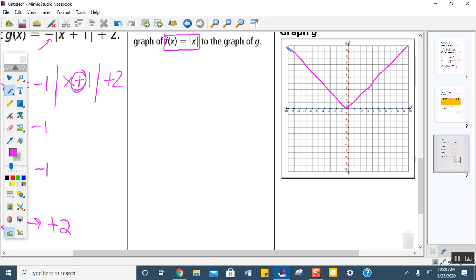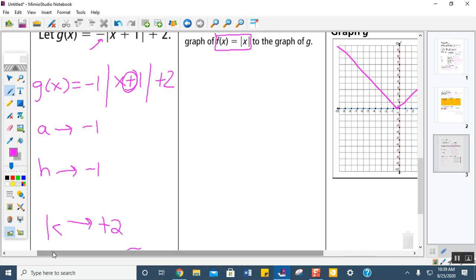Rise 1, run 1, because there's no number out in front of the absolute value function. Now, what I know is this about the information I have here with h and k. I know h is negative 1 and k is up 2. So this is like going left 1 and up 2. So I'm going to take my original vertex, which is right here, 0, 0. I'm going to go left 1 and up 2, and I'm going to say, all right, there it is.